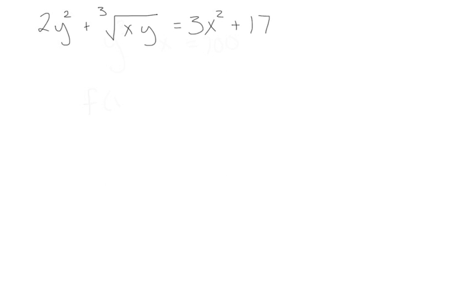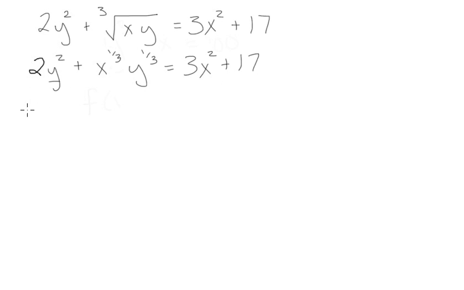All right, here goes. The first thing I'm going to do that I always do is rewrite this root in terms of the fractional exponent, just because I find it much easier to correctly apply the power rule when I do that. I get 2y squared plus x to the 1/3 times y to the 1/3 equals 3x squared plus 17. And I'm now ready to differentiate one term at a time.